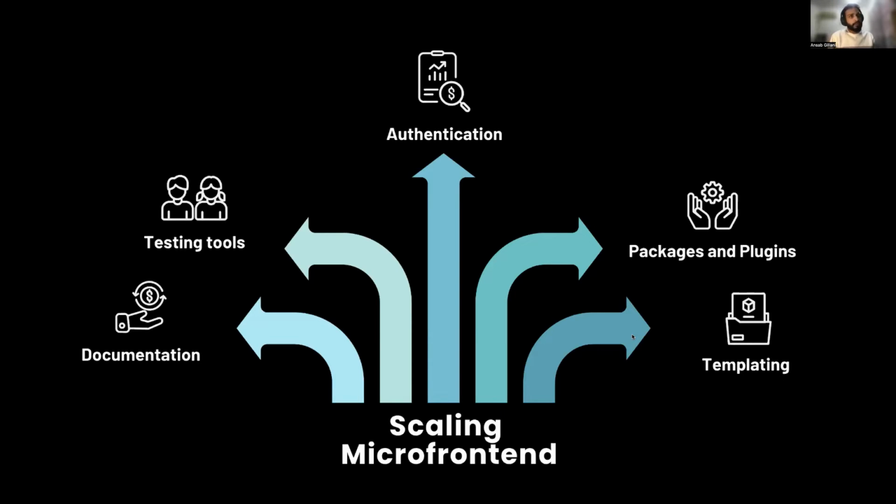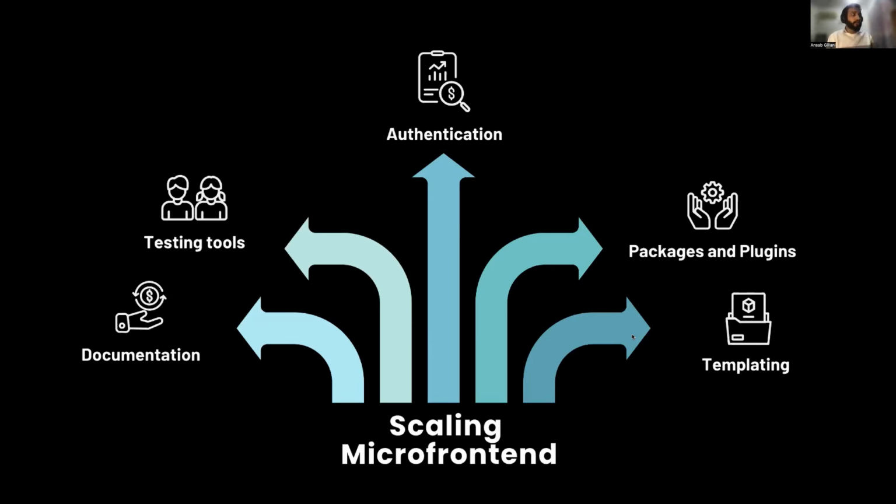Second is testing. When you have different applications, different architectures, different products, you need to have your own testing tools dedicated for that particular application. A React app should have a React front-end library. Maybe Vue has something else. So you need to define what you're going to use for each application and keep that consistent throughout.